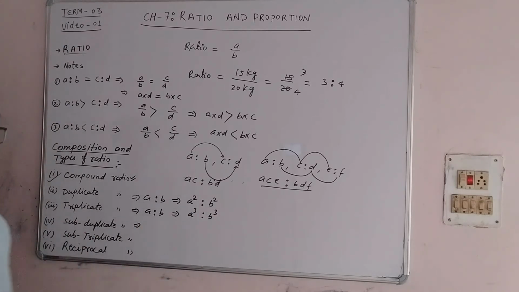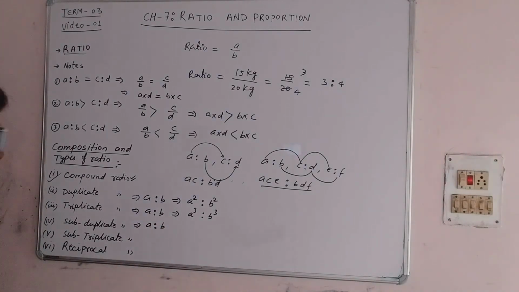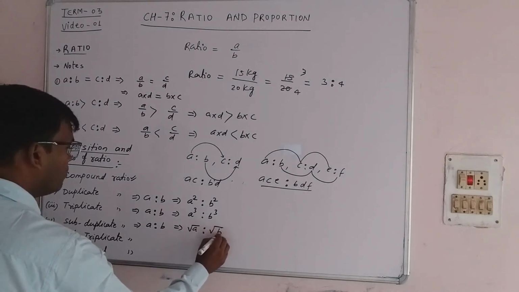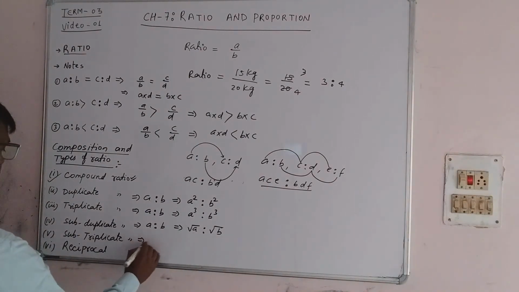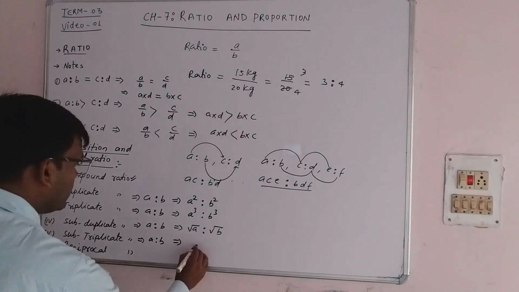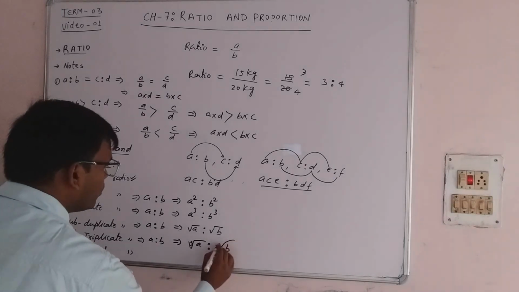Now here we have the sub-duplicate ratio. In case of the sub-duplicate ratio, we find the square root of the given ratio, that is root A is to root B. This is called the sub-duplicate ratio. For the sub-triplicate ratio of A is to B, find the cube root of the given ratio. That means cube root of A is to cube root of B.